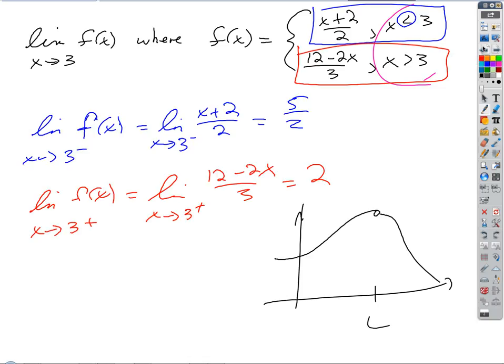So what does that mean for the graph? It means there's a break in the function. If we were going to graph this thing, the blue piece would have been a line with a slope of 1/2, and the red piece would have been a line with a slope of -2/3, and they would have missed each other.